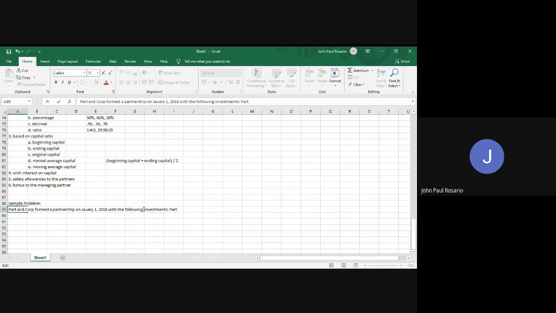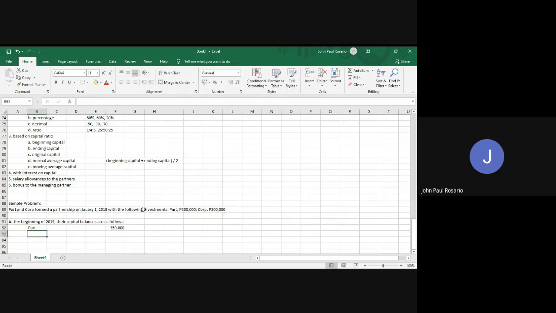Part invested 300,000. Princess Corp invested 200,000. At the beginning of 2019, their capital balances are as follows. Part is 350,000. Corp is 270,000.